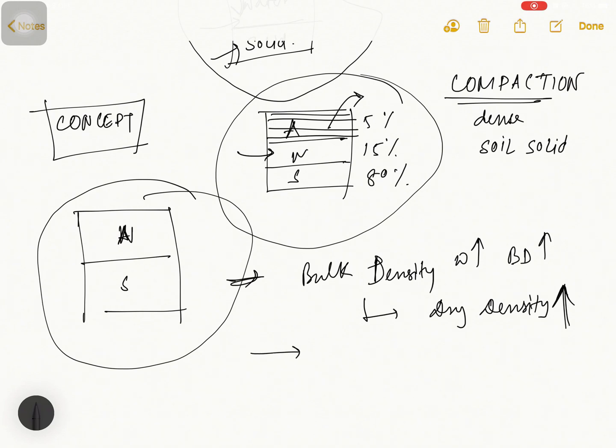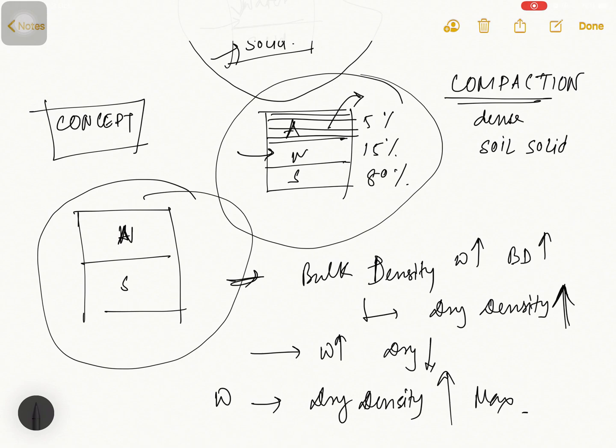But there is one but: after a particular point of increase of water content, again dry density starts to decrease. So we will have to find out what is the particular water content where dry density will be maximum.